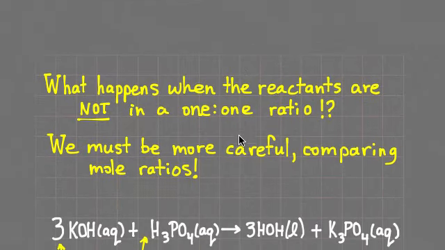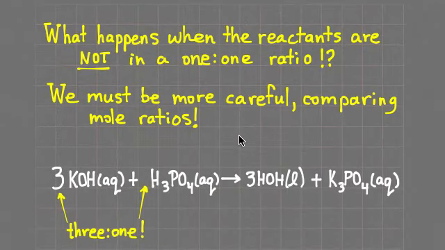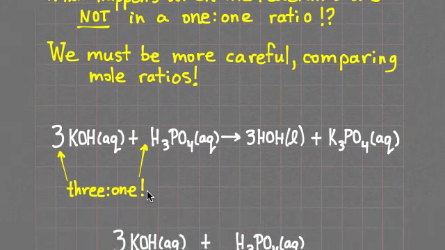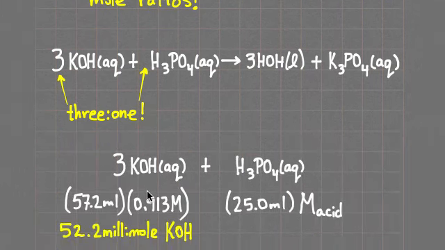What happens when the reactants are not 1-to-1? Well, you got to look at it more carefully. Like here's one that's 3-to-1. Let's just take it slowly then. If it's 3-to-1, I'll take molarity times volume like I always do. So 57.2 milliliters of 0.913 molar KOH, and that gives me 52.2 millimoles of KOH.